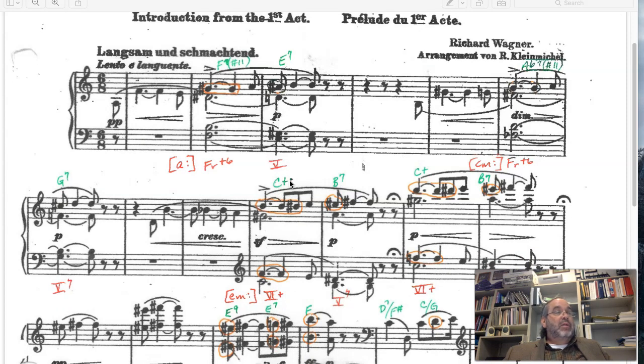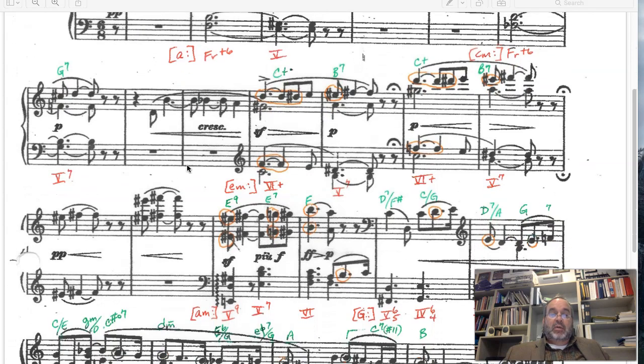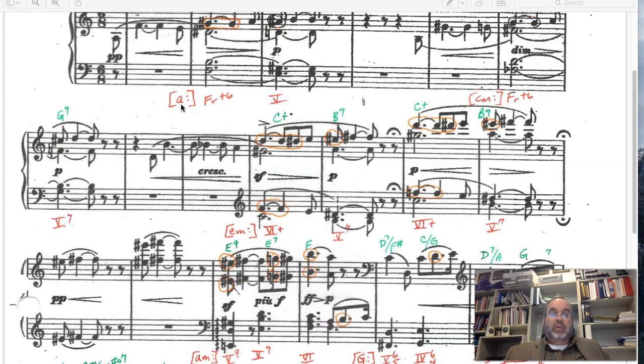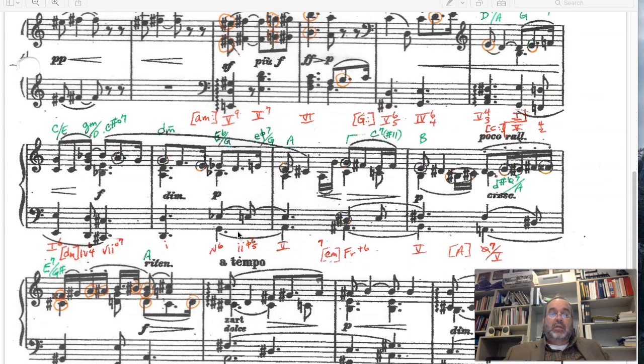Another thing is the keys that you're modulating to. We talked about the chromatic mediants. So the keys that are being modulated to are often not closely related, which is the case here. We're moving through keys that are not closely related. A minor has no sharps or flats, and C minor has three flats, for example, and C minor goes to E minor, which has one sharp. So these are not closely related keys at all.